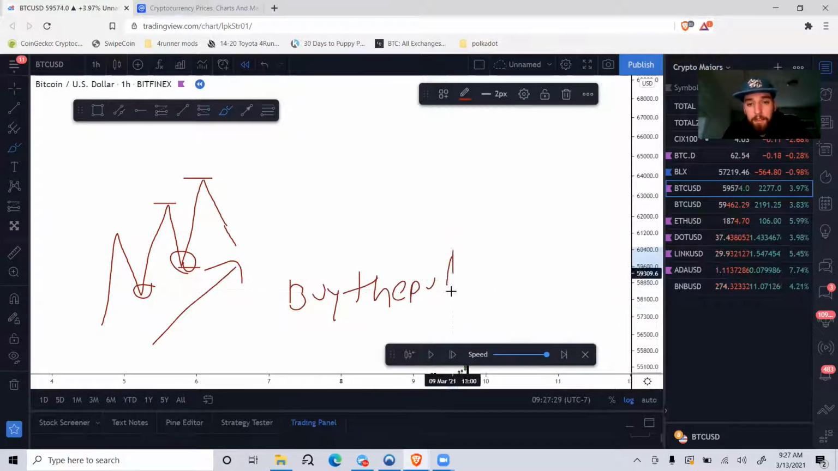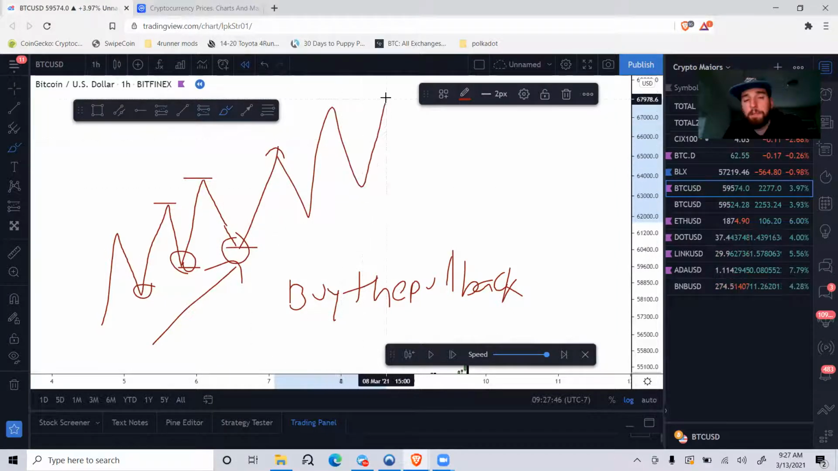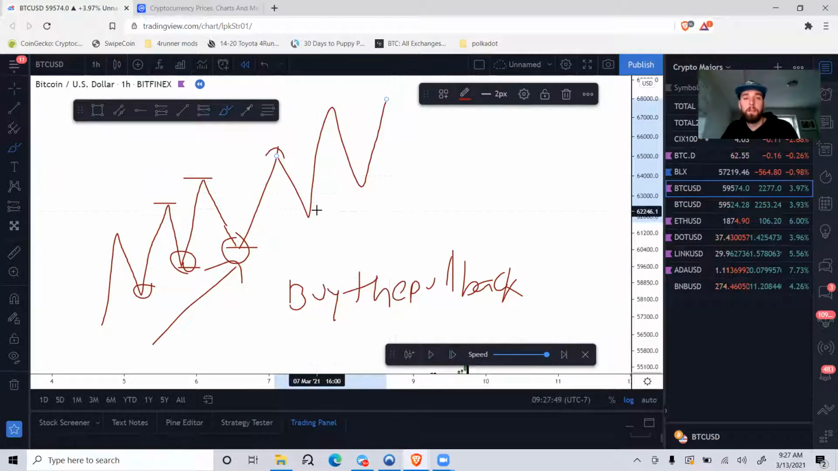Very simple. You don't need to make this hard. Buy the pullback. You don't want to buy it up here, because the price is going down. You want to buy it at the low, anticipating the price will make another higher high. And as long as it keeps making higher highs and higher lows, price will keep going up. And these are your opportunities to buy.